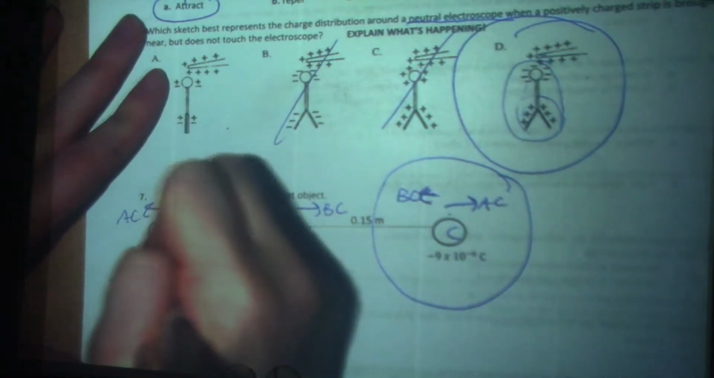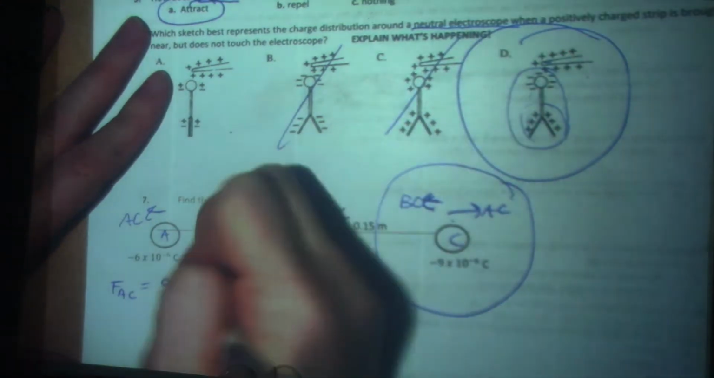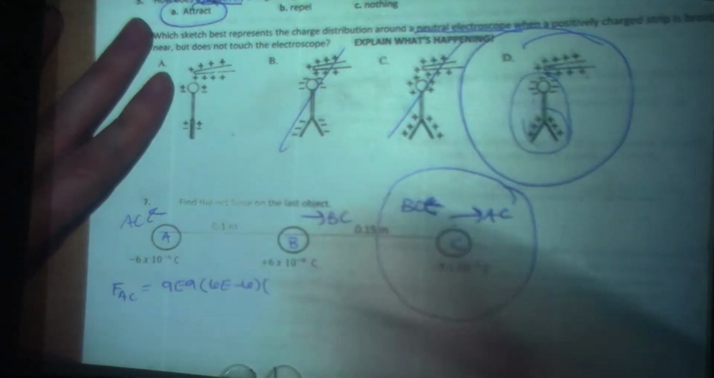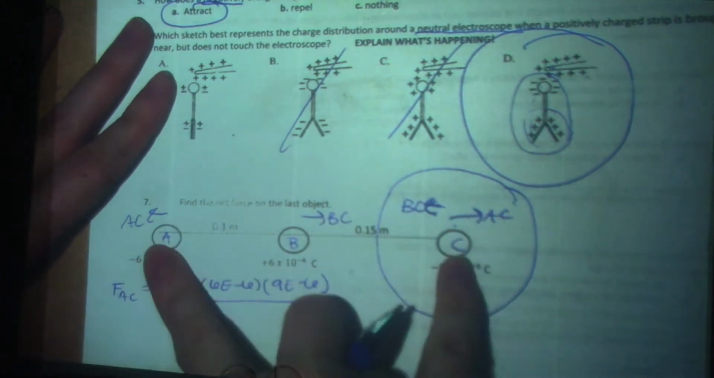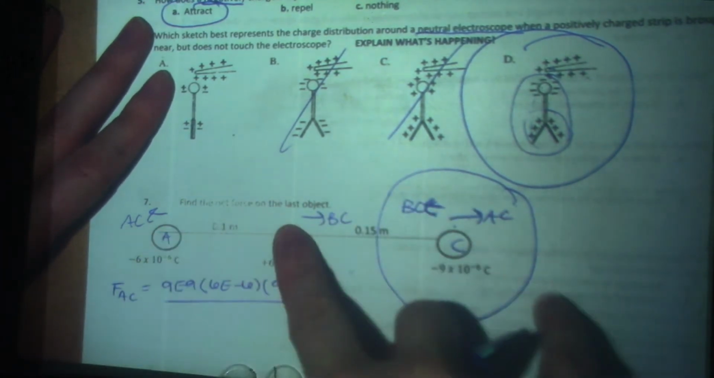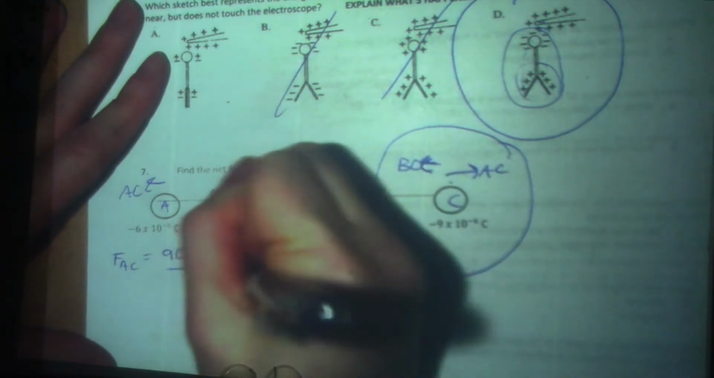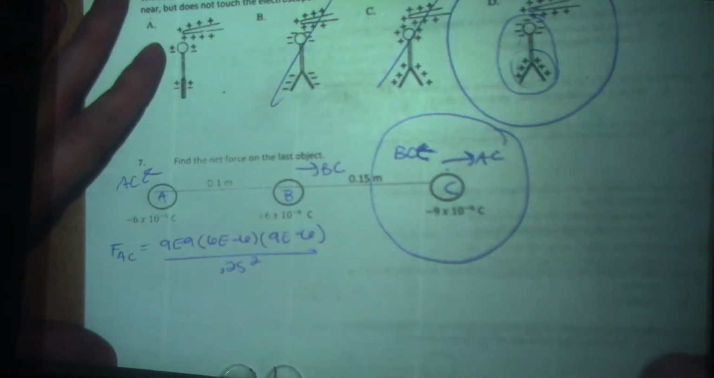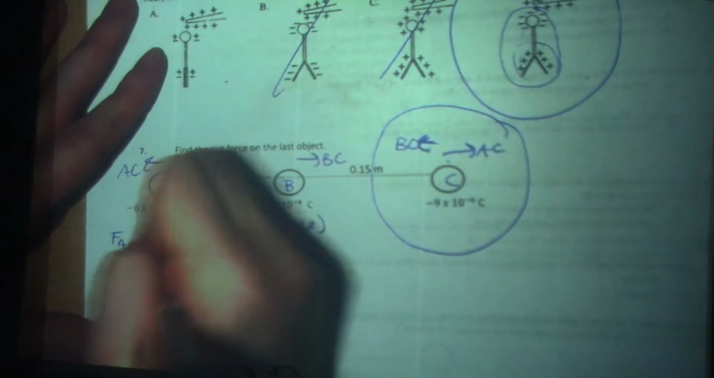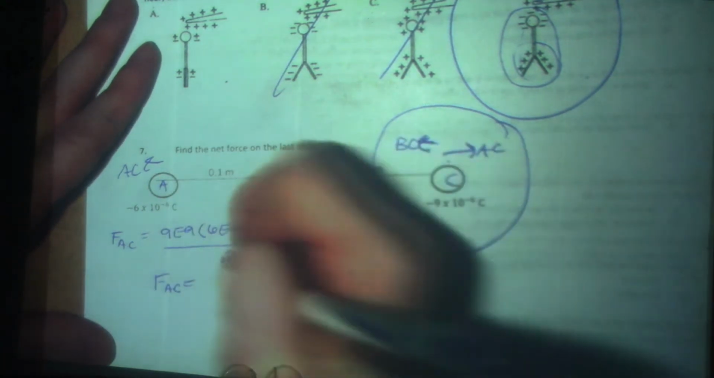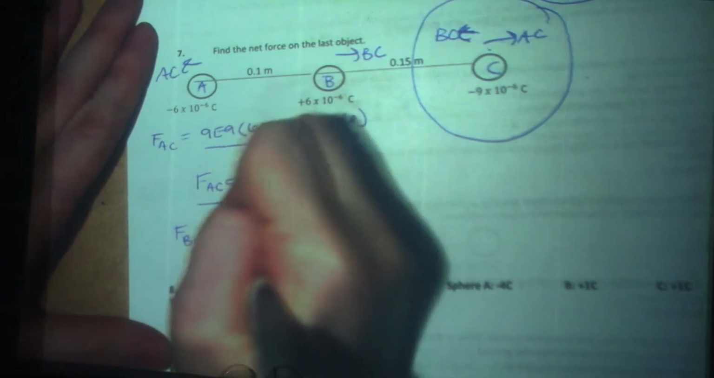That's going to be K, 9E9, charge of A, 6E negative 6, times charge of C, 9E negative 6, over the distance squared. Well, that's 0.1 and another 0.15, so that's 0.25 meters squared. And that's going to get me that the force between A and C is 7.776 newtons. And then I also need the force between B and C, so I'm just plugging into my K Q Q over R squared equation, where K is 9E9.